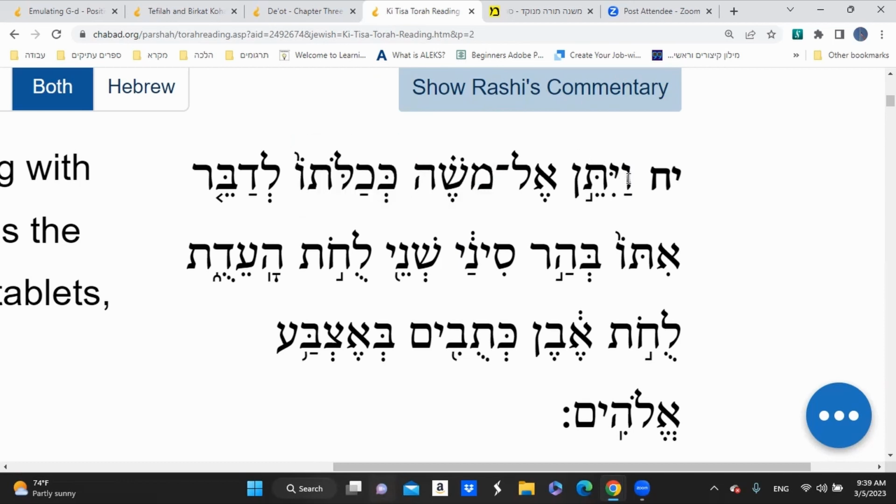Kechalatha. Again, Vayiten el Moshe kechalatha. Levaber ita bahar Sinai. Levaber ita bahar Sinai. Shne luhuth ha evuf. Shne luhuth ha evuf.